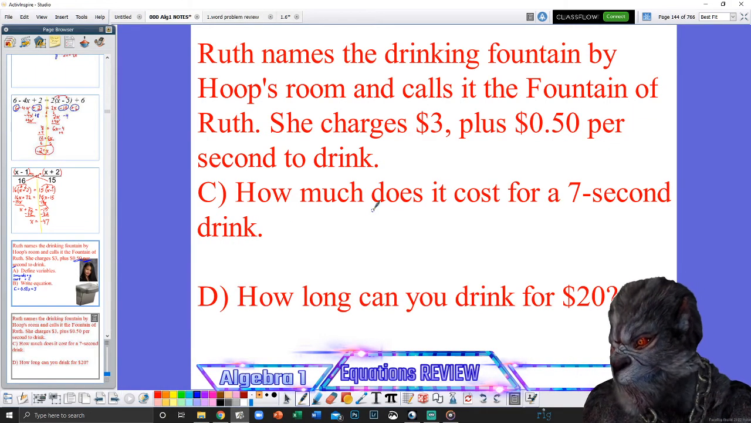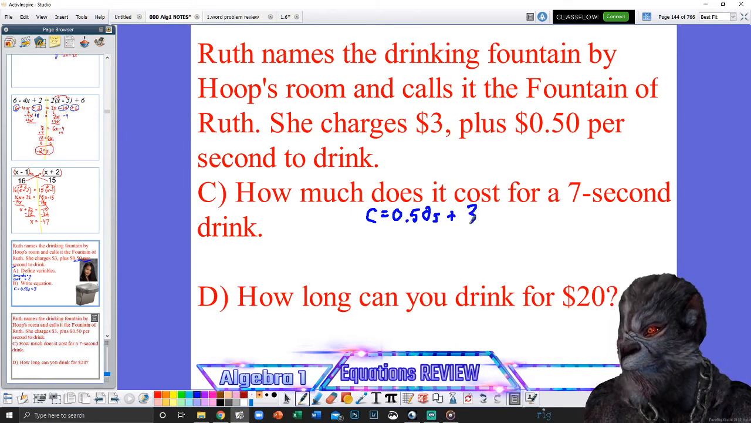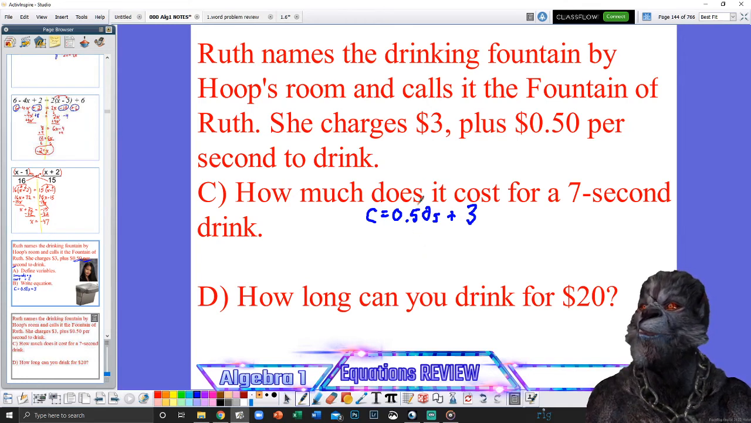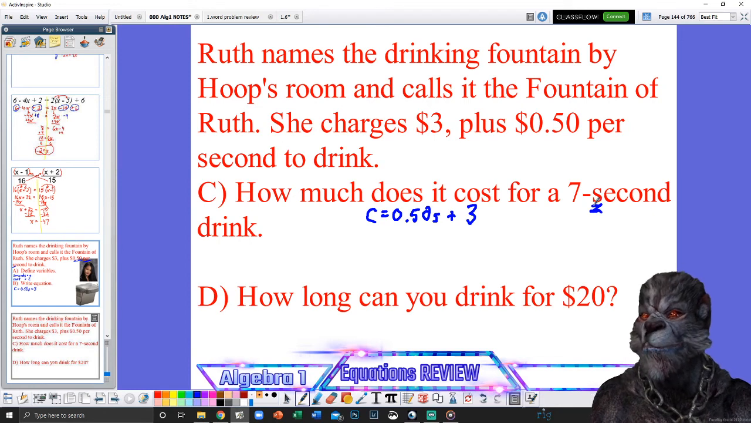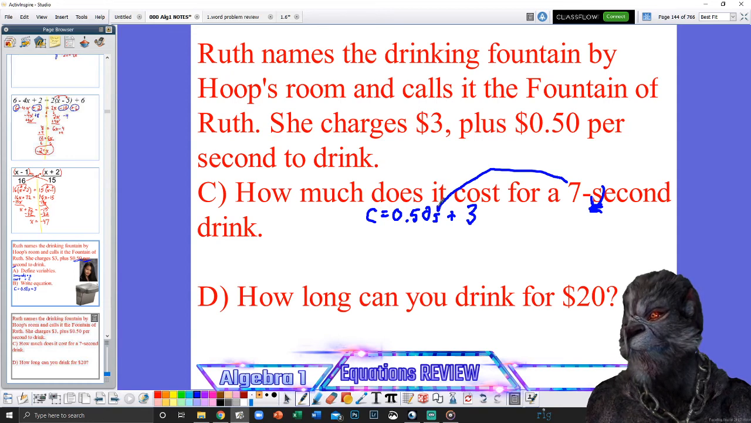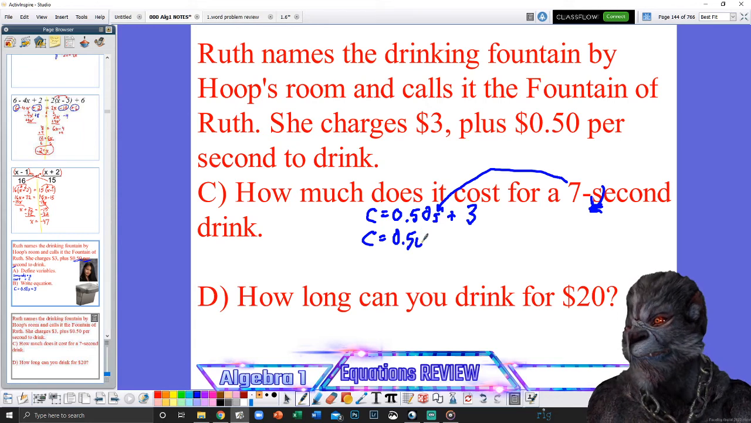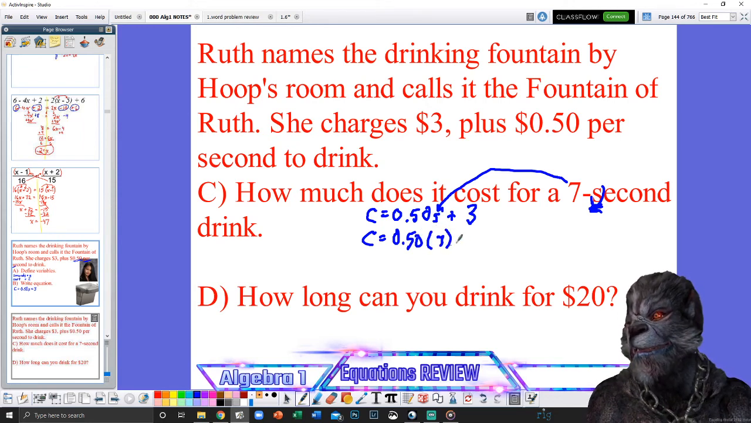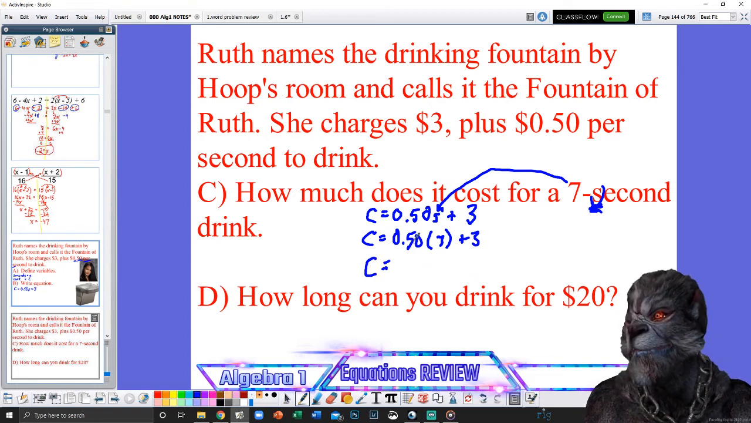Now that I know this equation, 0.50, let me copy this again, plus 3, there we go. Now that I have that equation, how much does it cost for a 7-second drink? Second starts with the letter S, so I'm going to put 7 right there instead of S. So in my calculator, I can put 0.50 times 7 plus 3. Go ahead, type the whole thing all the way across, and it should give you $6.50.